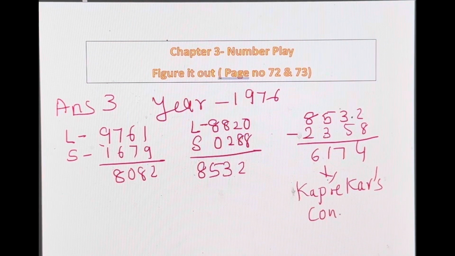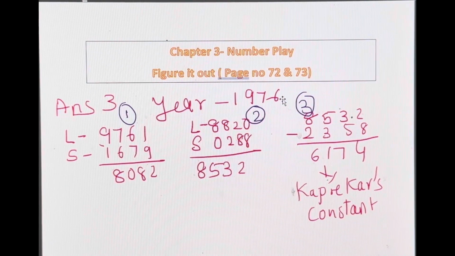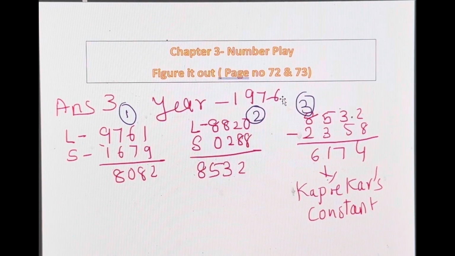In how many steps did we get this answer? In 3 steps. This is step number 1, step number 2, and step number 3. So you can choose your own year here and find out the Kaprekar constant, and in how many steps you reach that constant. The answer may vary from person to person. You can write 3 rounds.